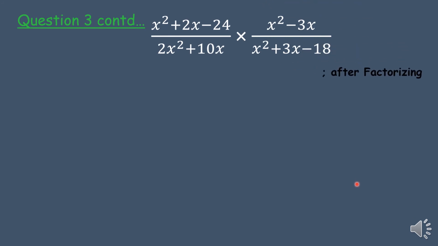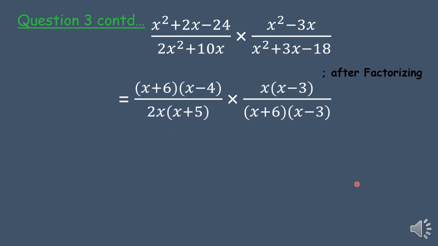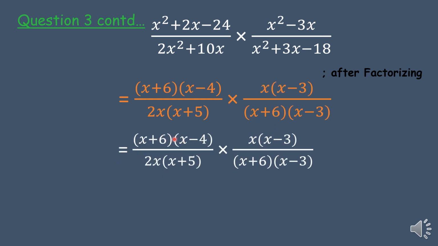Once we rewrite this expression with the new factors, you get something like this. And here you can search for common factors. There are a lot of common factors. One is x plus 6, you can cancel off x plus 6. And the other one is x minus 3, you can cancel that off. And then what else? Yes, x is a common factor.